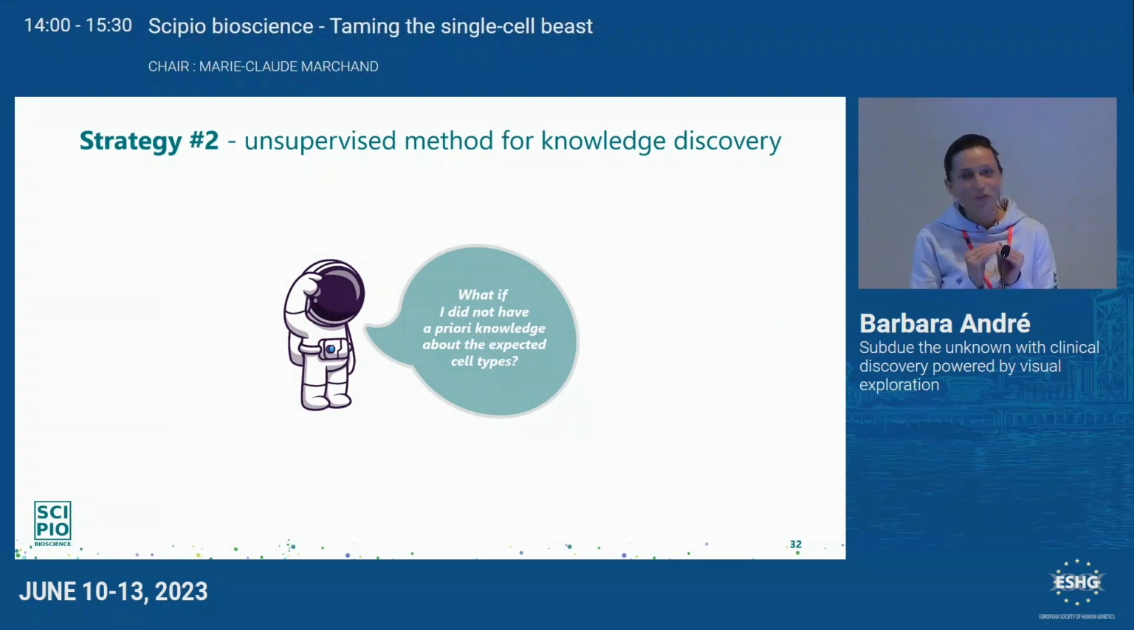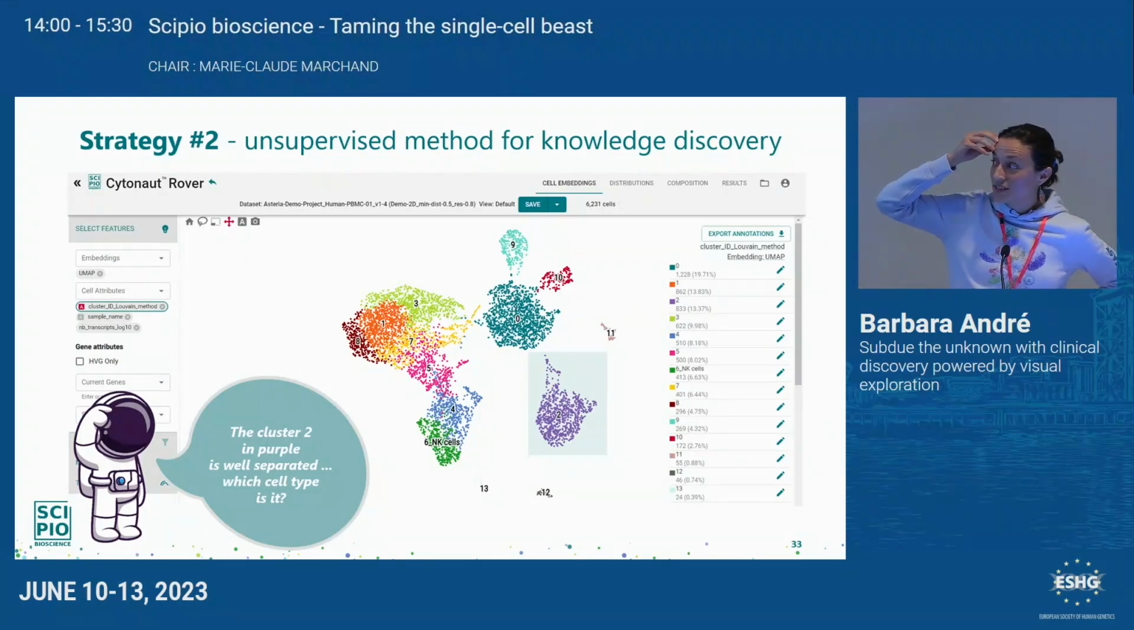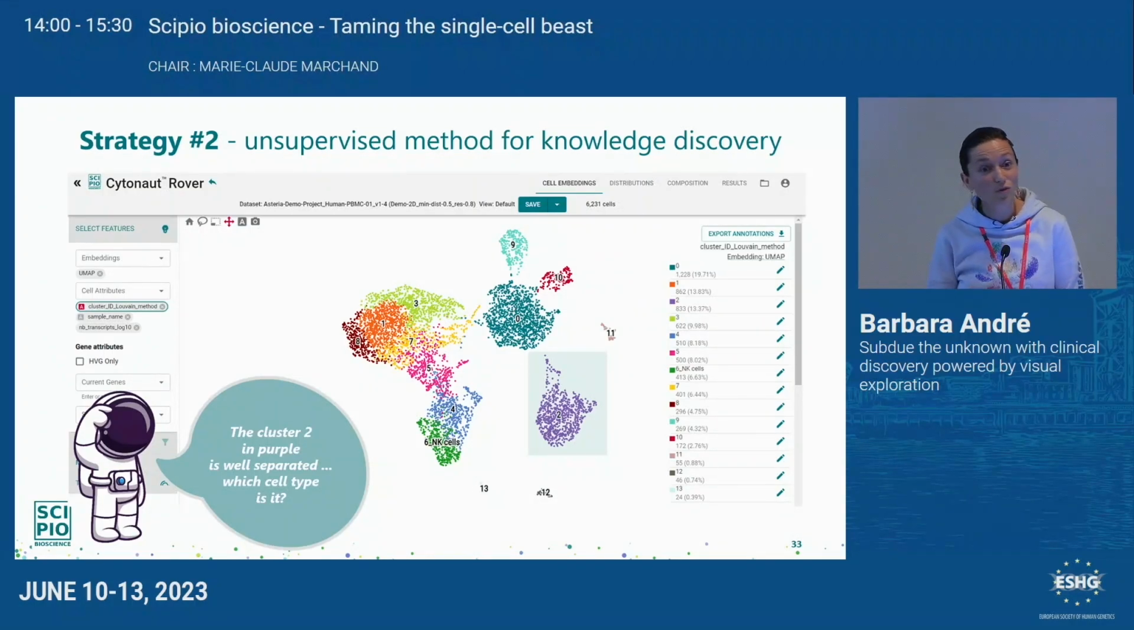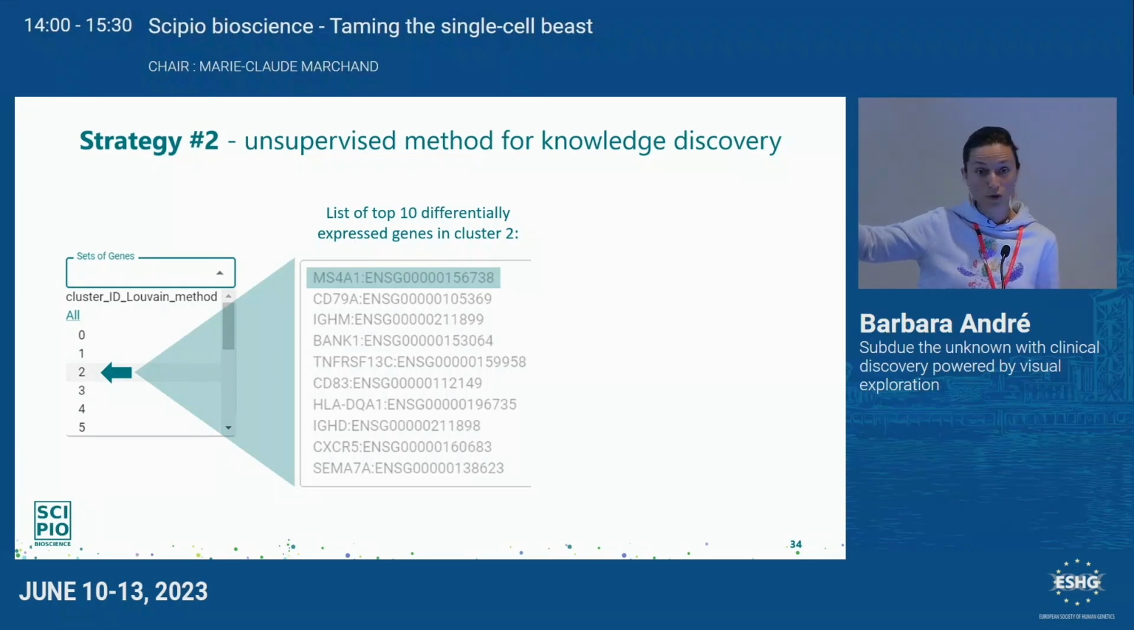Imagine we know nothing about PBMCs. It's difficult to imagine, but just play the game, okay? I know nothing. I don't have any a priori knowledge. So I will use strategy number 2, which is a non-supervised method. Let's look at these clusters, and I love this one, the purple one here, okay? At the bottom right. It is well isolated, and I would like to know what is the cell type behind this cluster.